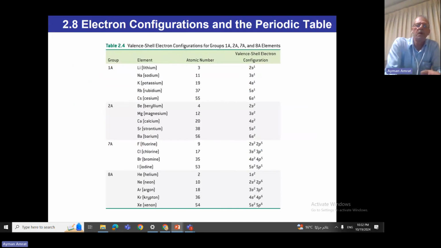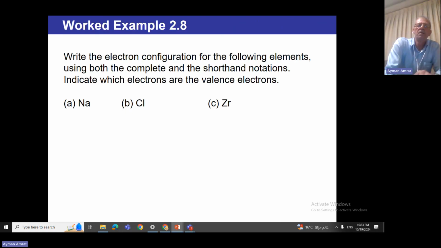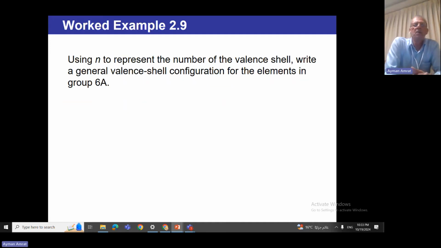This is the configuration for sodium. 3s1 after neon. Atomic number is 11, neon is 10, so sodium has 1 electron after neon. This 1 electron is in the 3s1 subshell, and so on. For other elements, you can write the electron configuration in the same way, using n to represent the number of the valence shell.